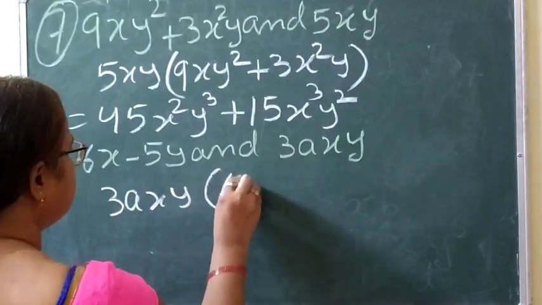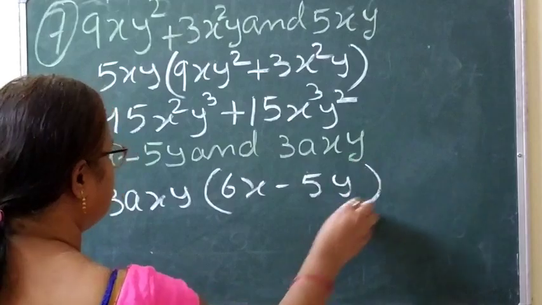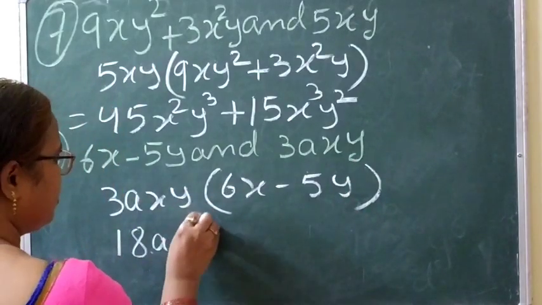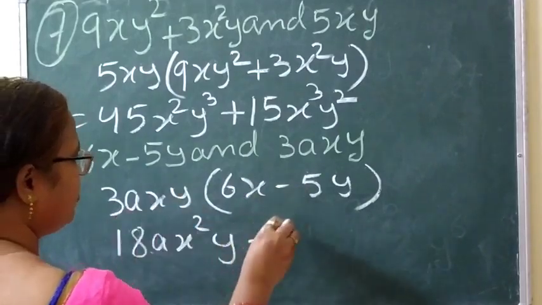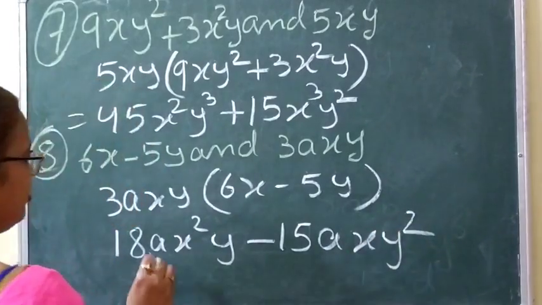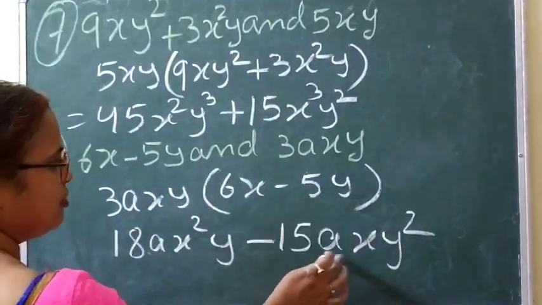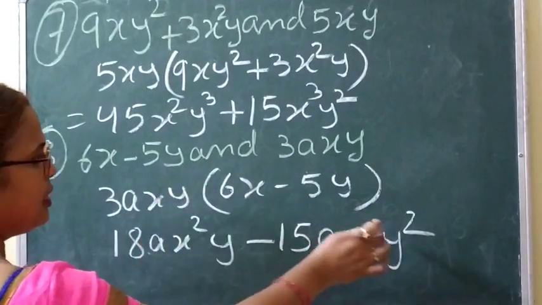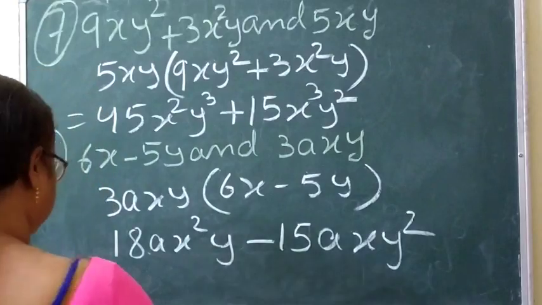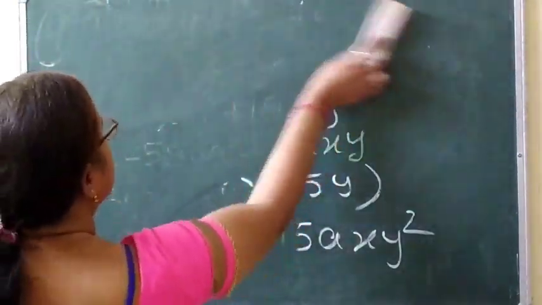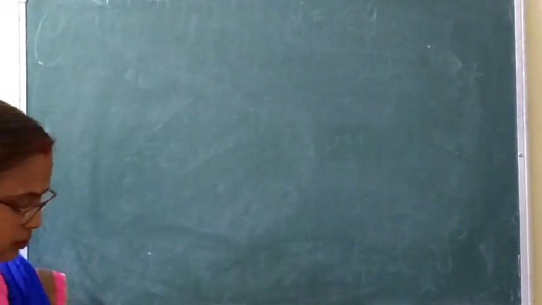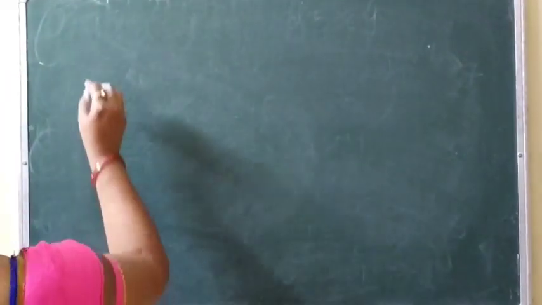3axy, then 6x minus 5y. So multiply, 3 6s are 18, ax square y, then minus 3 into 5, 15, ax y square. Because here there is no ax, so we will write it as it is, and y into y, y square. Clear? Now the next question is question number 9.